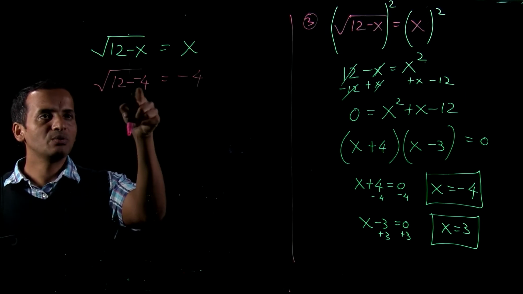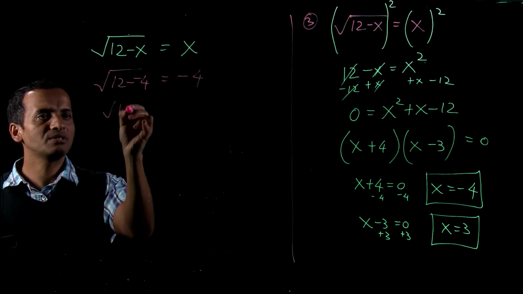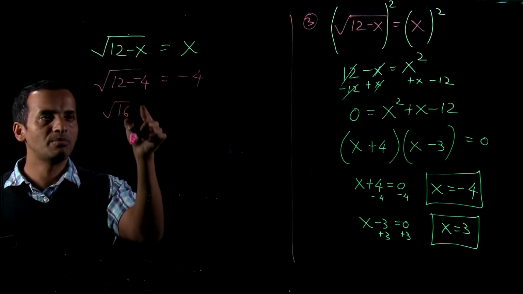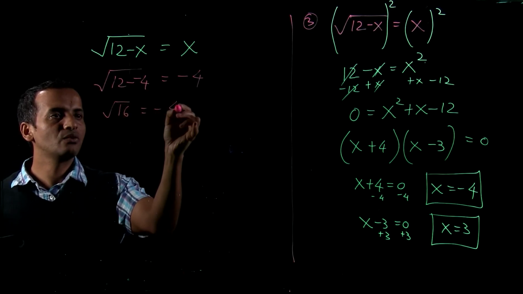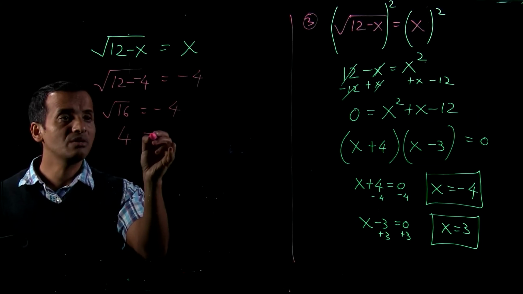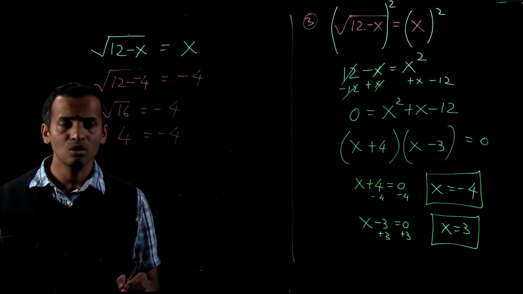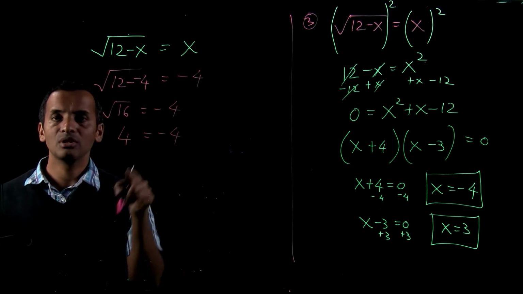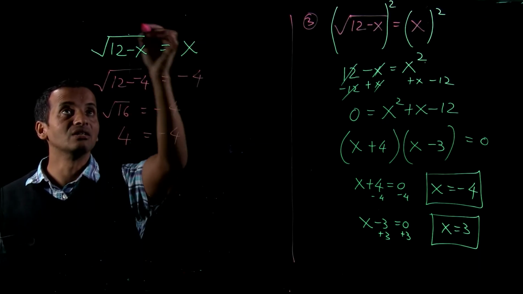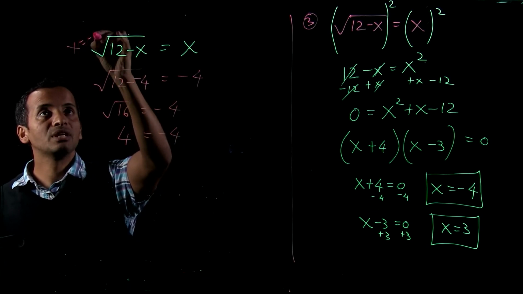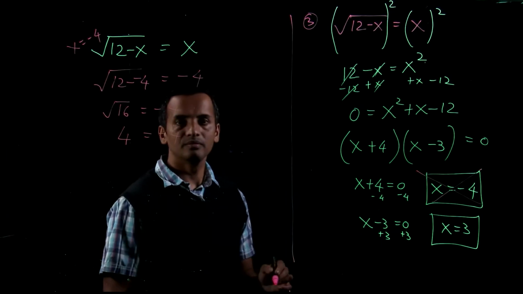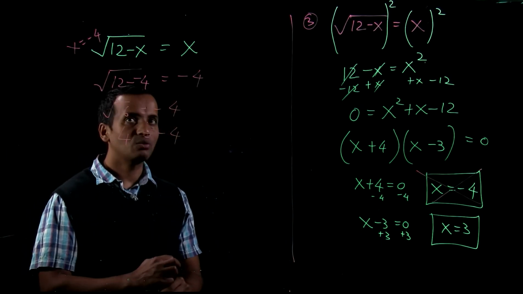How much is that? It is the square root of 16, because 12 minus negative 4, a double negative, will be positive, equals negative 4. But what is the value of the square root of positive 16? That is positive 4 equals negative 4. Is that true? No, because 4 cannot equal negative 4. So negative 4 is not the right answer. So x equals negative 4 is not the right answer. Now how about the second one?